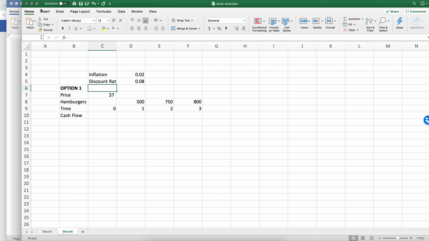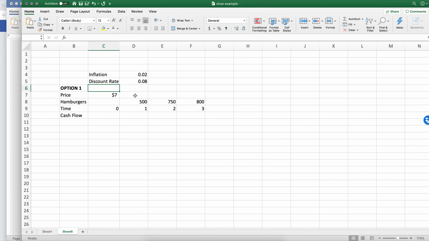Make that a little bigger. Okay, so what's the price of the hamburger in the next year? 1 plus inflation, times the previous price. Okay, so what's our cash flow? It's going to be the number of hamburgers we sell times the price.